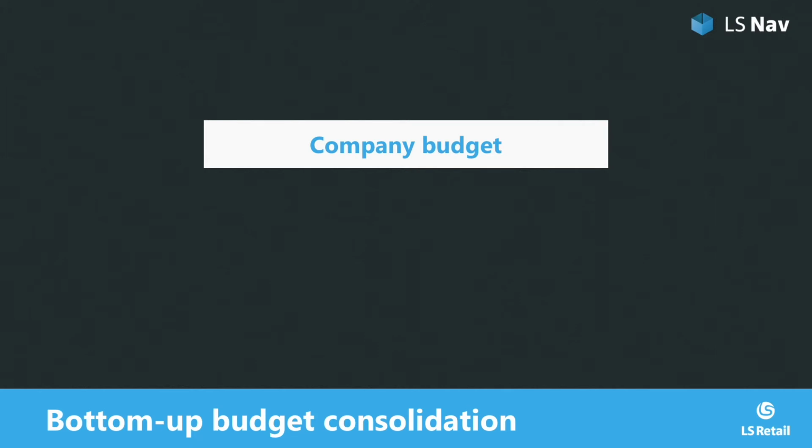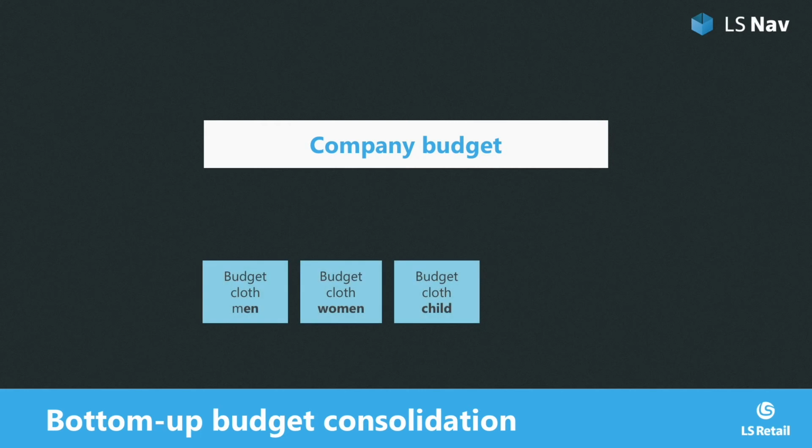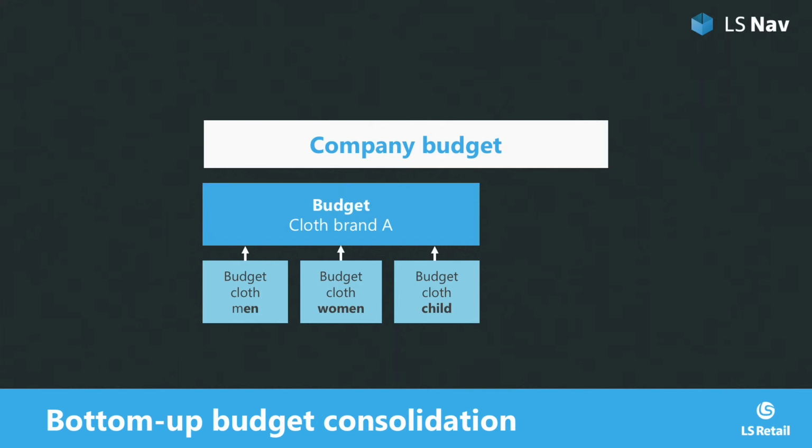To handle one company budget is usually not enough. Departments in your company might have their own budgets, and those need to be approved and consolidated into group budgets. In LS/NAV, you can consolidate budgets across multiple levels, and there is no limit on the number of levels. Like in this example, where we have budgets for men's clothes, women's clothes, and child's clothes. Those budgets are consolidated into a brand budget, which is consolidated into a company master budget. You can define the depth and complexity of your budget hierarchy.